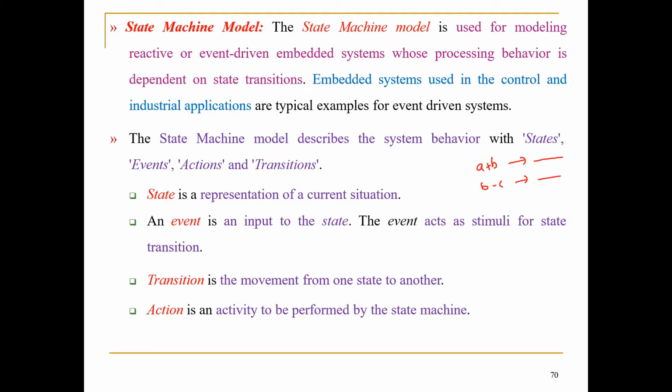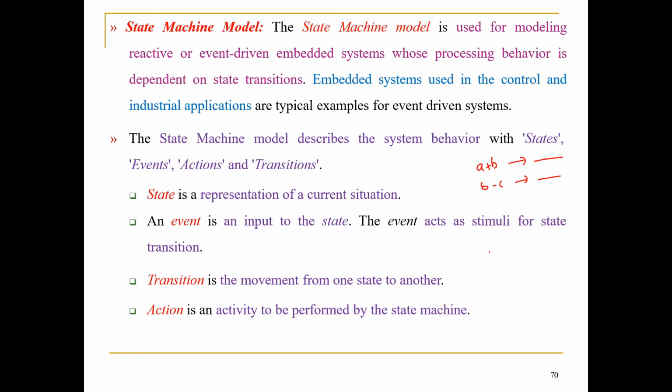A state is a representation of a current state, current situation. What is an event? Event is an input to the state. What is transition? Transition is the transition from one state to another. Action. Action is the activity that is performed by the state machine if a particular event happens. So that is how you represent an FSM model or state machine model.